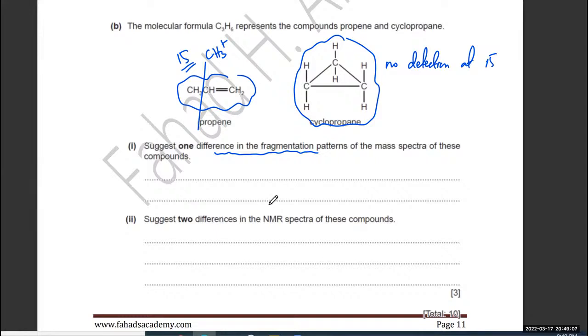And for NMR spectrum, they're looking for two differences. So NMR spectrum is about the hydrogen protons, right? Can you tell me how many different peaks, how many different hydrogen environments are there in this one? Just one, because they're all exactly the same. So this one will have exactly only one peak, and no splitting, right?